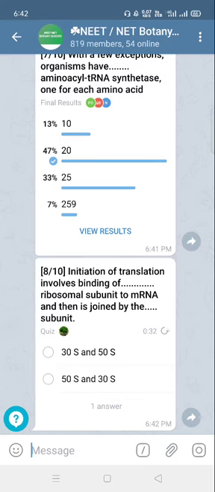Initiation of translation involves binding of the 30S, then the 50S ribosomal subunit to mRNA. The first unit which binds is 30S, and then the unit which binds is 50S. So the correct answer is option A, 30S and 50S. This is the eighth question. Option A is correct.